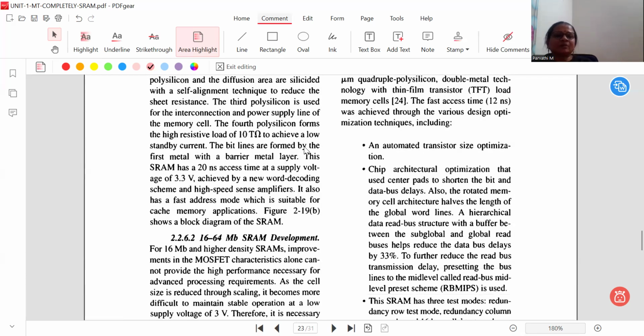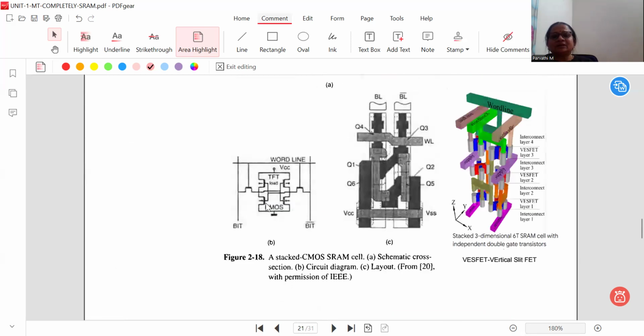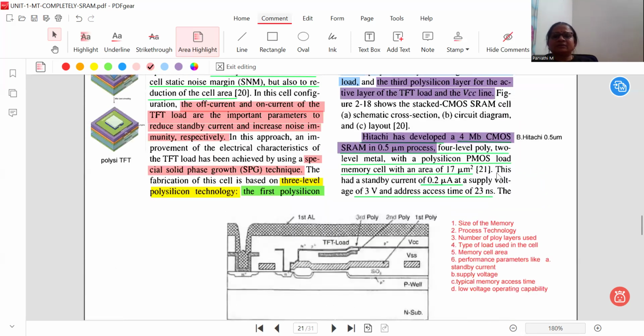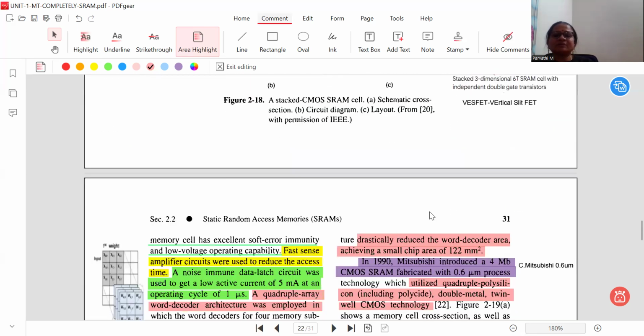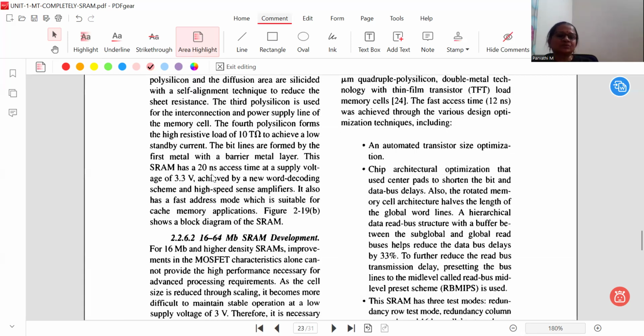So the bit lines are formed by the first metal with the barrier metal layer, and this SRAM has 20 nanoseconds access time at a supply voltage of 3.3 volts. Previously, among the companies which designed their SRAMs with 4MB, it was 23 nanoseconds access time. It was taken with the Hitachi company. So the access time is reduced in the case of Mitsubishi company SRAM. That has come down to 20 nanoseconds. So that is where you can see the advancement of memory designs.